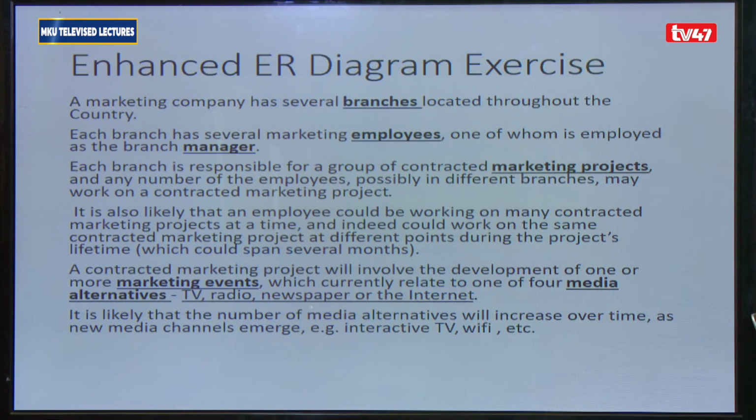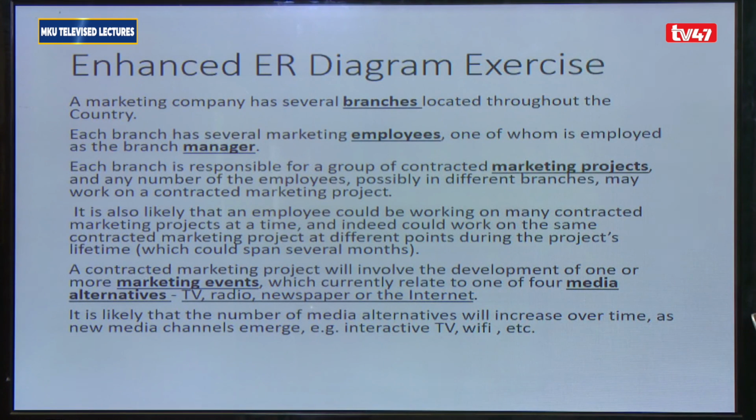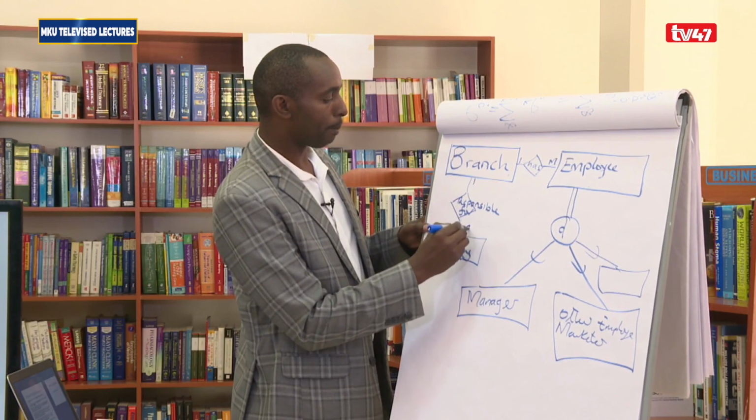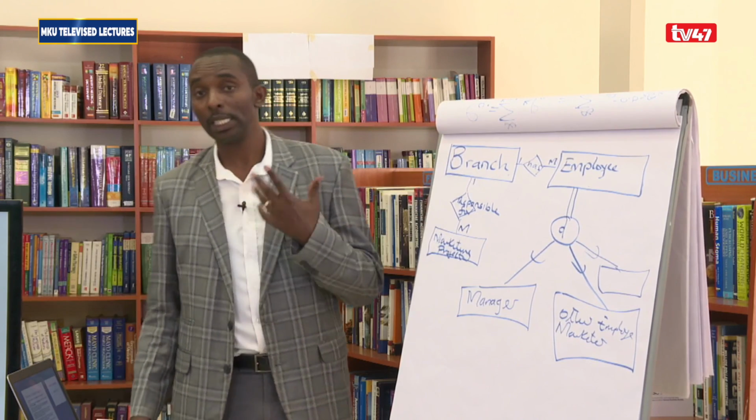I will not complete this diagram today, but I want you to look at the other part of this particular case study and complete that diagram. Let me just do the cardinality for you. Each branch is responsible for a group of contracted marketing projects. So one branch will be responsible for many marketing projects. So it's a one-to-many relationship.